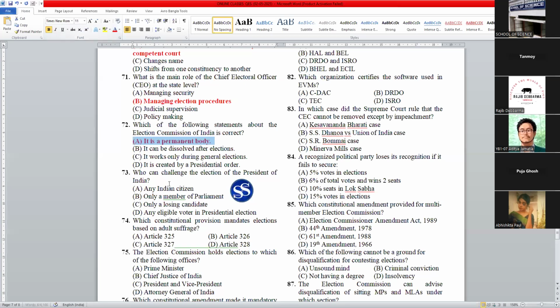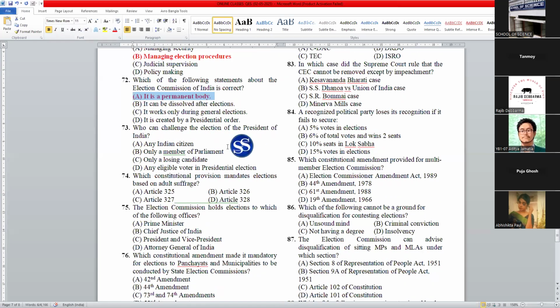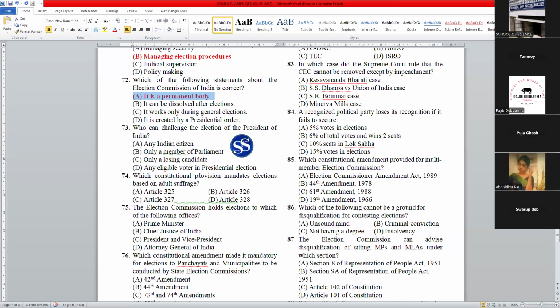Question number 73. Who can challenge the election of the President of India? Any eligible voter in presidential election. Very good. You could answer this tough question. This was a very tough question. All of you could answer this. Any eligible voter in presidential election.